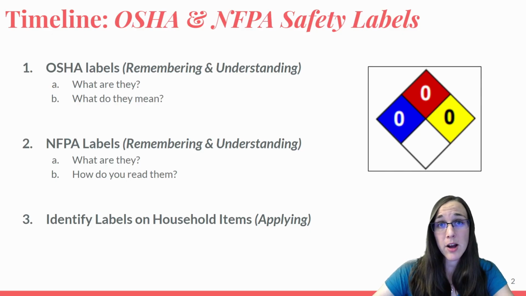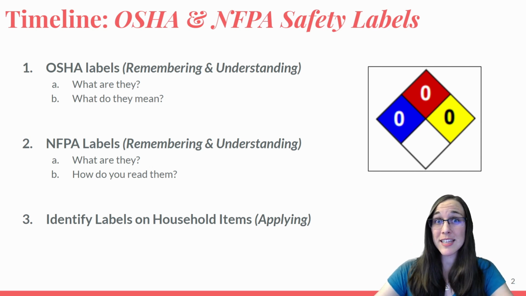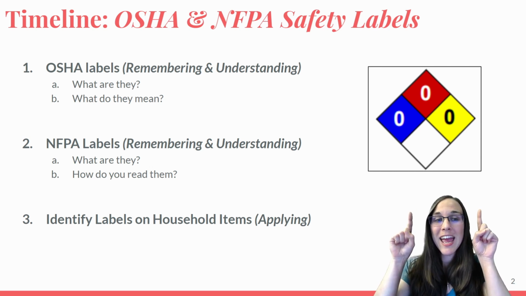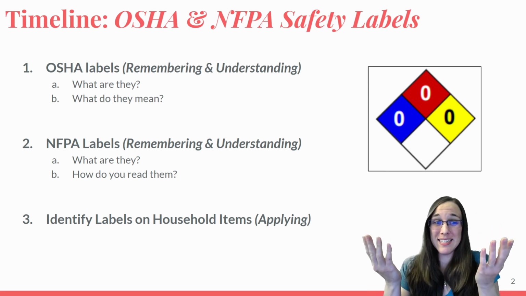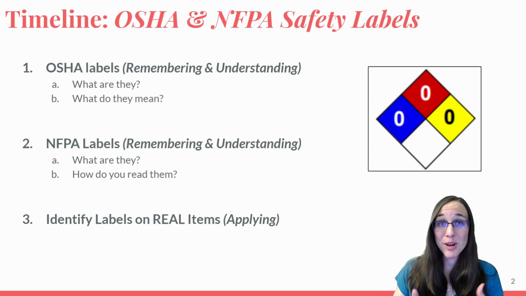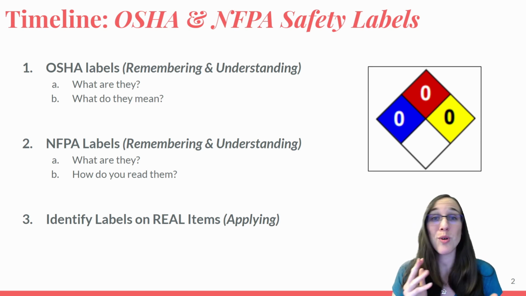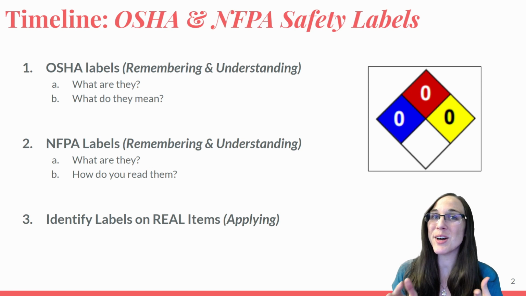So first we're going to be talking about what OSHA labels are and what they each mean. Then we're going to move on to NFPA labels, which is the thing above my head, and what each of those quadrants means and how do we read them. Then we're going to go on a little field trip and we're going to identify NFPA and or OSHA labels in the real world on real items.